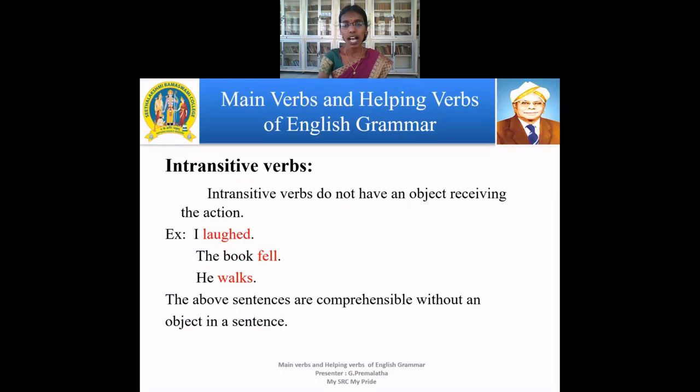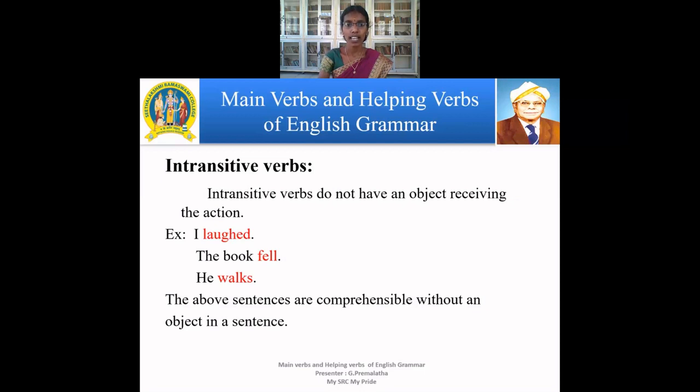Intransitive verbs do not have an object for receiving the action. So in this sentence, there is no need to use an object. The sentence itself, without an object, gives a complete meaning. I have given some examples.